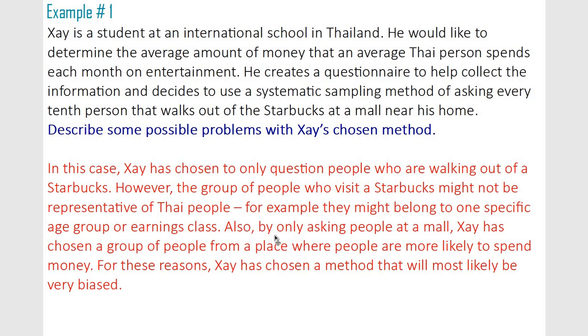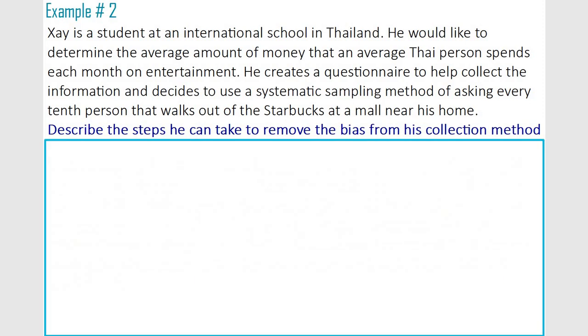Also, he asked at a mall. Okay. People at malls tend to spend more money. So maybe asking them about what they spend on entertainment, well, you're probably going to get a biased result. Okay. And that's what we're talking about here. Great. So we know what's wrong with it. How do we fix it?